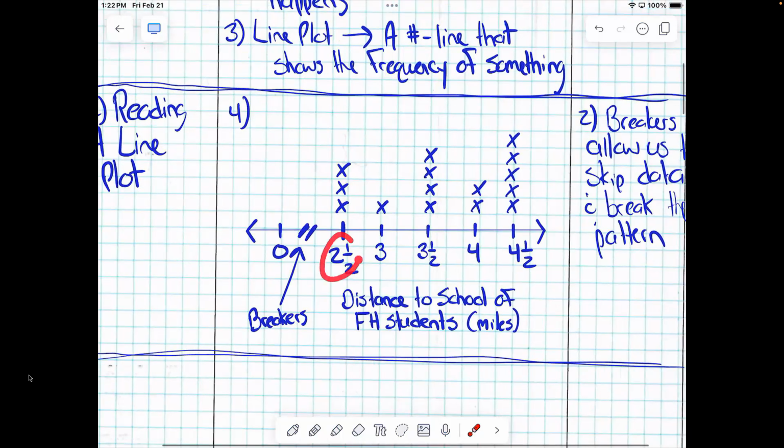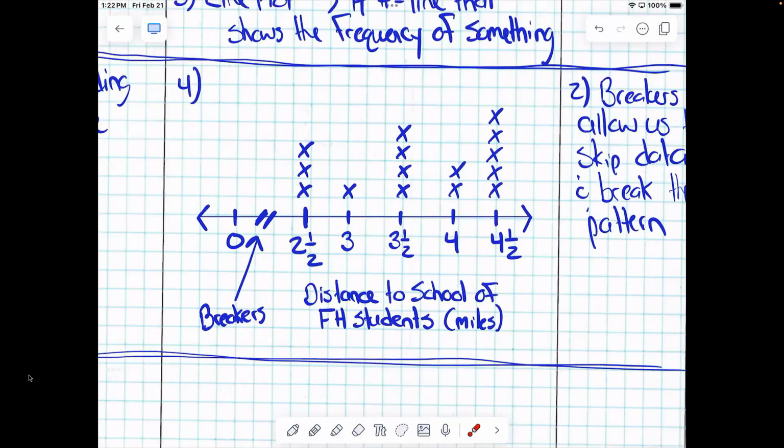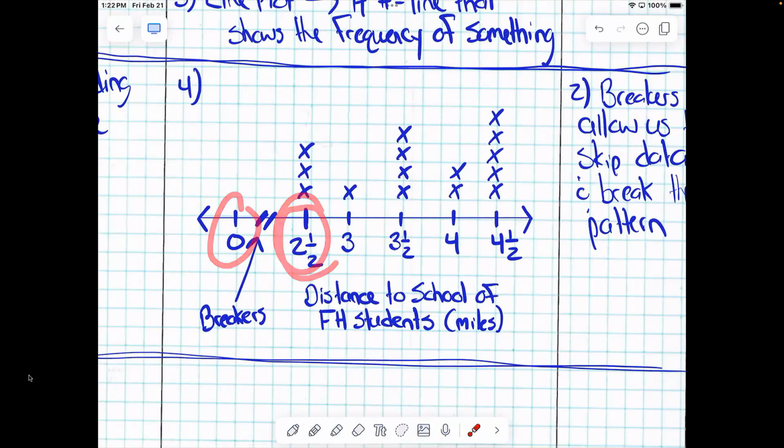Now, notice that we have 2.5, 3, 3.5, 4, 4.5. Is that a pattern? It goes up by what? Half. So all graphs basically have to be numbered equally or they have to have a pattern, yes? But those two pieces of data don't seem to have a pattern that relates to this pattern, do they? Why can I have 0 and 2.5 and they don't match that? Because I have a what? It breaks the pattern, right? So if you want to skip over a whole bunch of data, you have to put a breaker in and that's what they look like, yes?